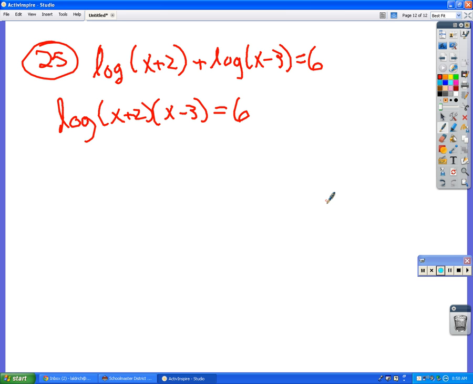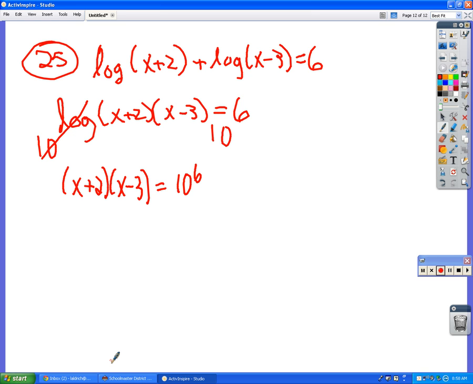Wait, how do you get rid of one log? Because when you are adding exponents, that means you must be multiplying the bases. So we're going to multiply. Okay, properties of logs. Now what do you have to do? 10 to both sides, so the logs cancel. So x plus 2 times x minus 3 equals 10 to the 6, which is 1 with 6 zeros.